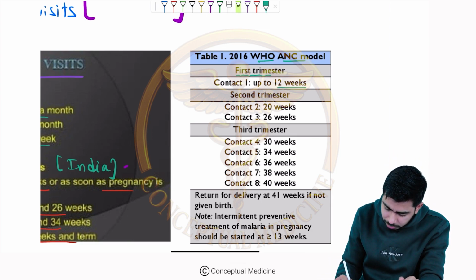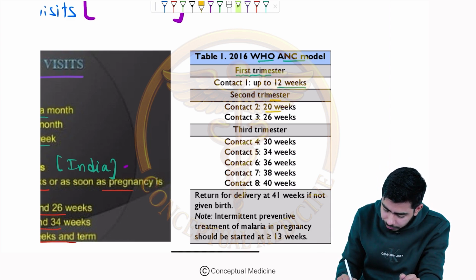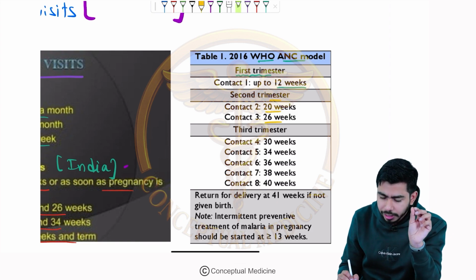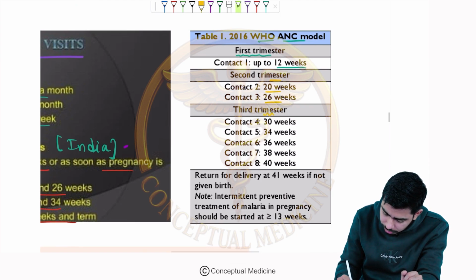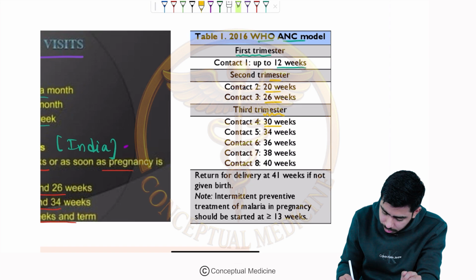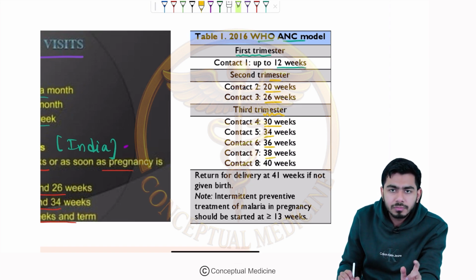After that, in the second trimester, look over here, they are saying there is contact with the doctor at 20 weeks and then 26 weeks. At 20 weeks, second visit. At 26 weeks, there would be the third visit. Then come to the third trimester. In the third trimester, they are saying at 30 weeks, the fourth visit, 34 weeks, fifth visit, 36 weeks, sixth visit, 38 weeks, seventh visit.